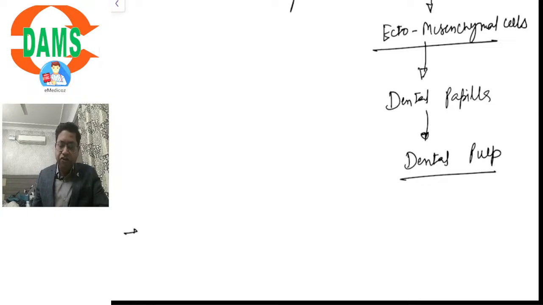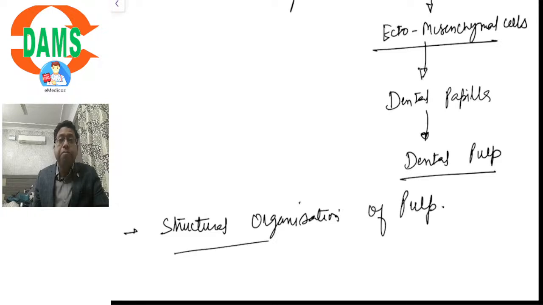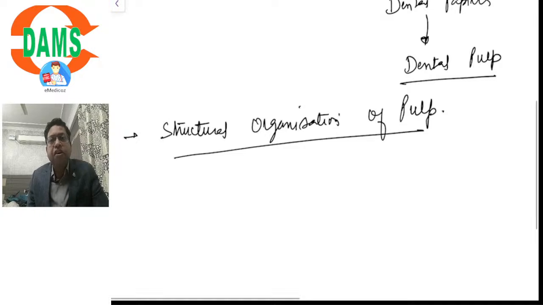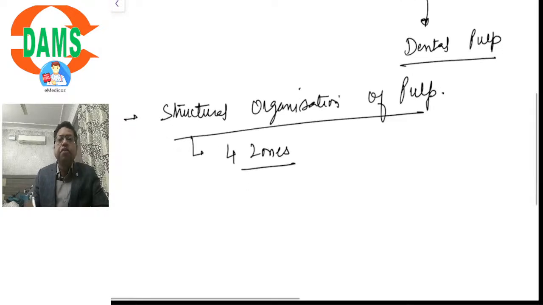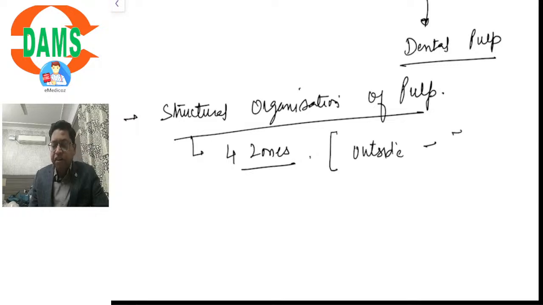Now we talk about the structural organization of pulp. These are the fundamentals, or we can say the basics of the dental pulp, which are of particular importance for your NEET pre-PG examinations. Structural organization of the pulp is basically divided into 4 zones. When we study the histomorphology of dental pulp, 4 zones can be identified, and we would be seeing it from outside to inside.